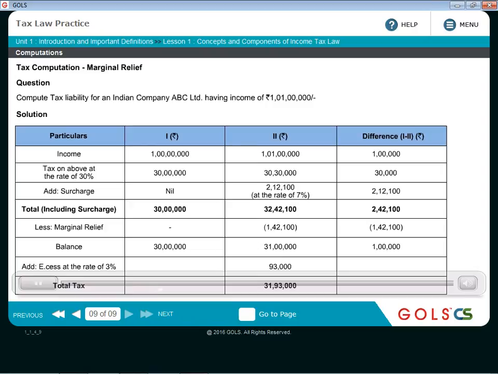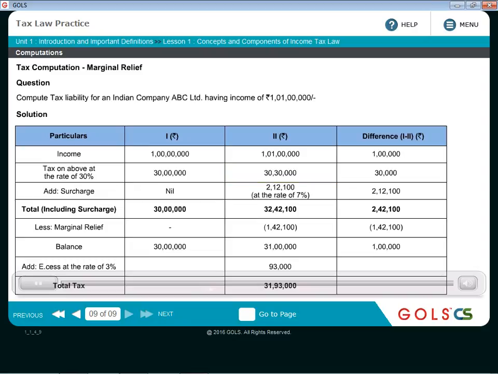So as we can see here, if the income in the first case is 1 crore, then you will apply tax at the rate of 30%, which is 30 lakhs. Surcharge is nil, so total tax including surcharge is 30 lakhs. Now if we compare this situation with the case of ABC Limited whose income is 1 crore 1 lakh, as you can see in the second column, this company will be paying tax at the rate of 30% on the income. So 1 crore 1 lakh into 30% will give us 30 lakh 30,000 as the tax payable.